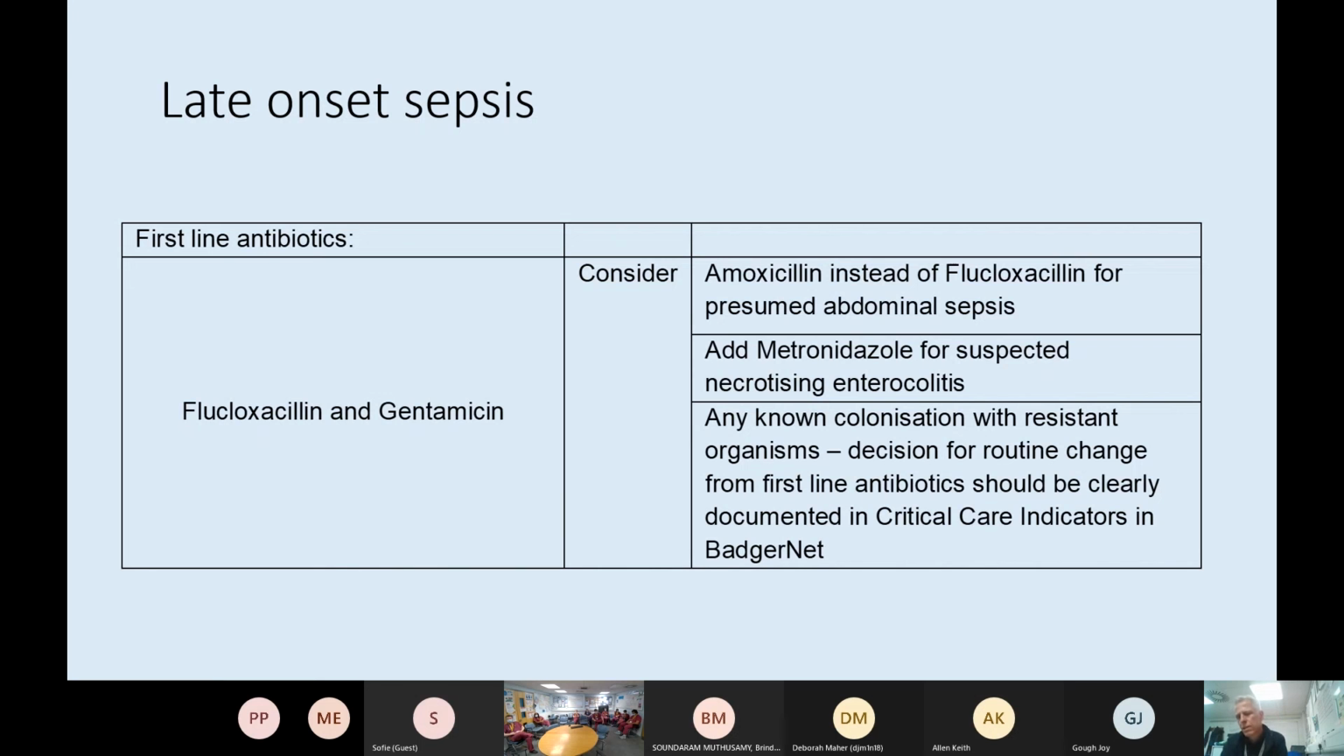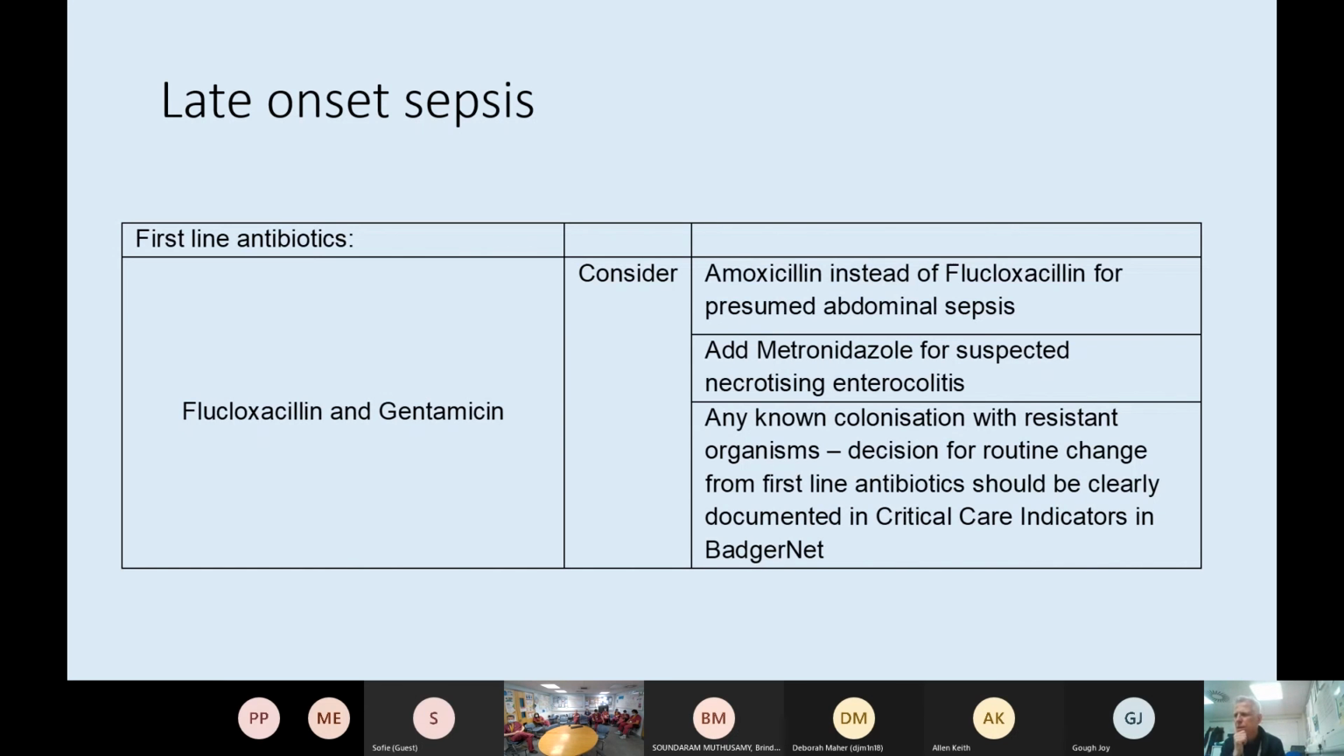and resistance. I mean, it is our last line of attack against quite a lot of gram-positive organisms. So if we start bandying about vancomycin left, right, and centre, and we get vancomycin-resistant organisms, then that's going to be extremely challenging for us.